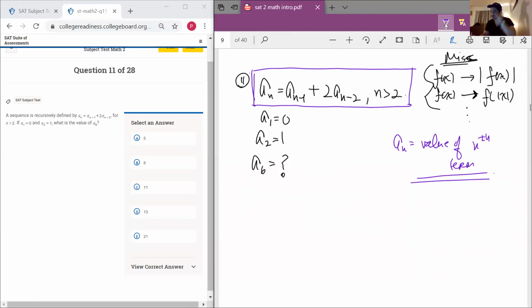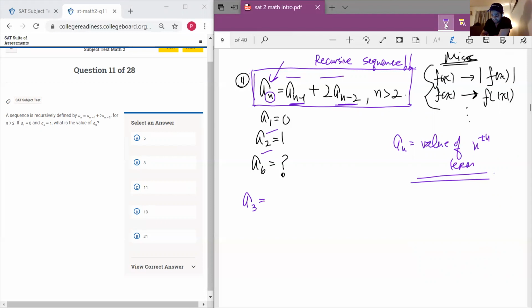So the value of the nth term is equal to the value of the term before. With respect to n, n minus 1 is the term before, and n minus 2 is the value of 2 terms before. So this is a formula that gives you any given term value in terms of some terms before it. This is called a recursive sequence.